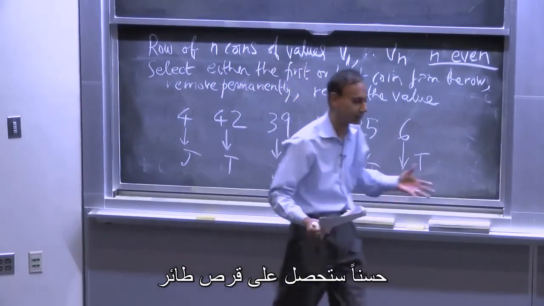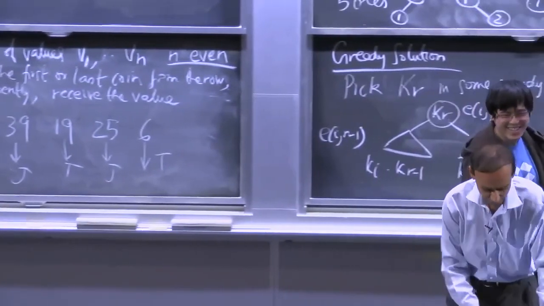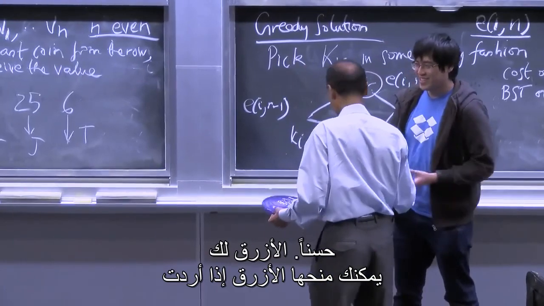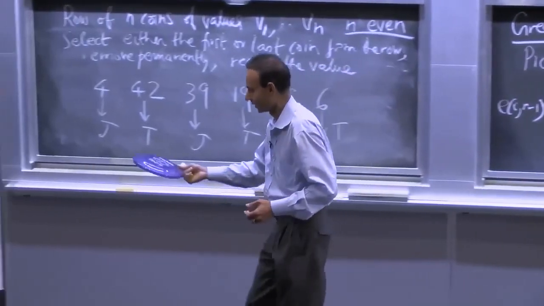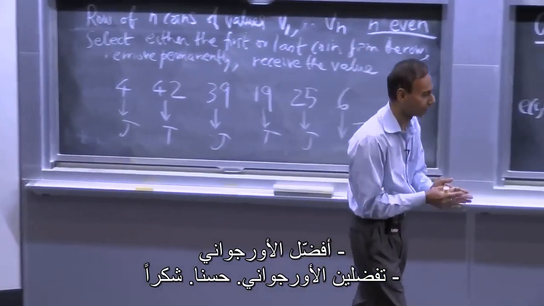Ooh. All right, well, you get frisbees. Well, blue for you. I mean, you can give her blue if you like. Oh, yeah, you prefer purple. Thanks. Okay, good job.